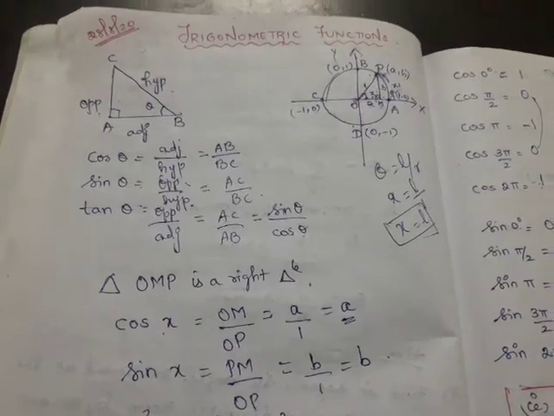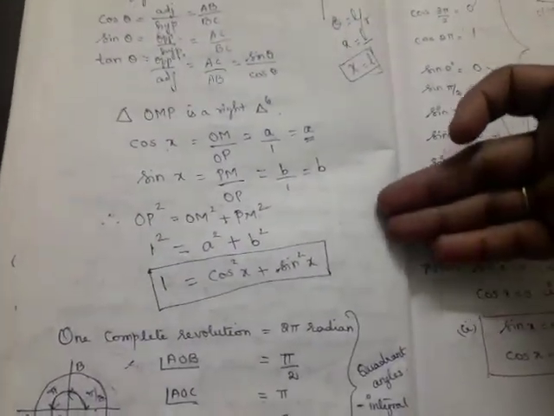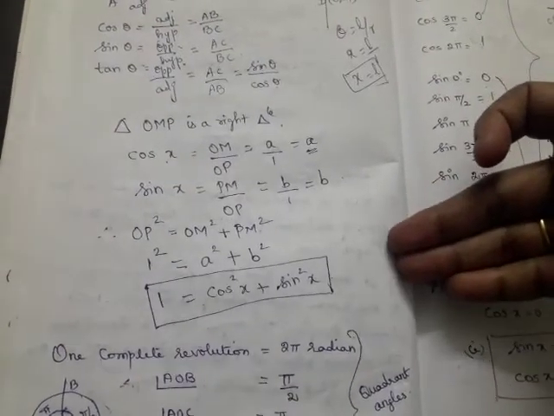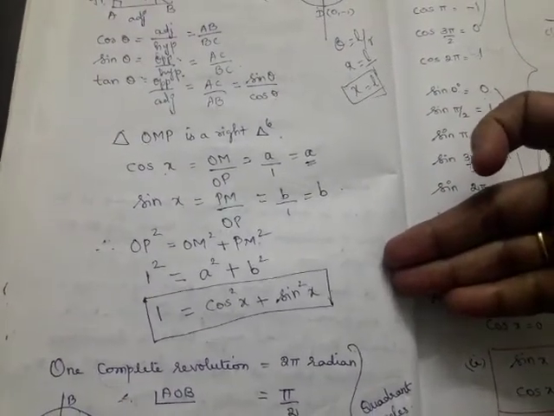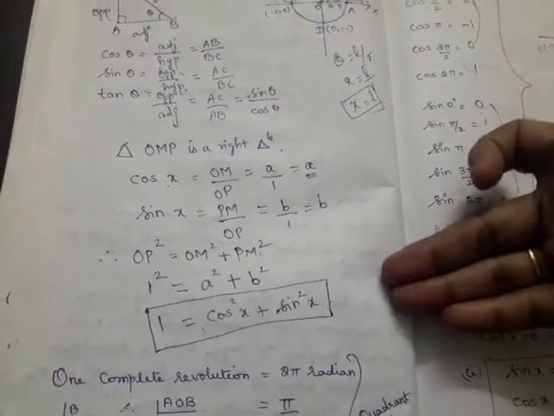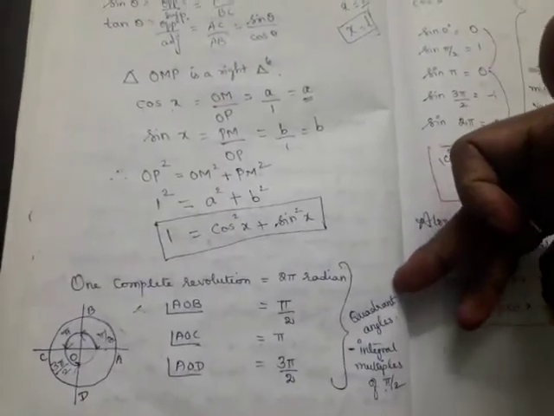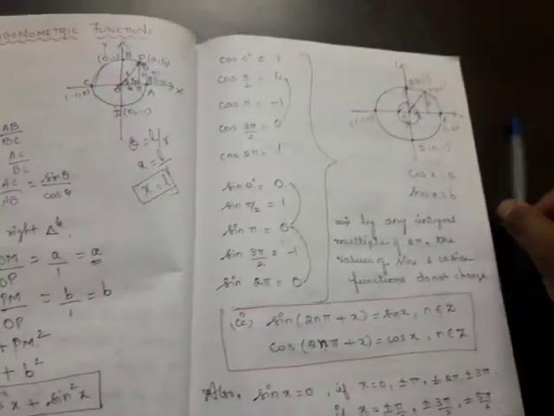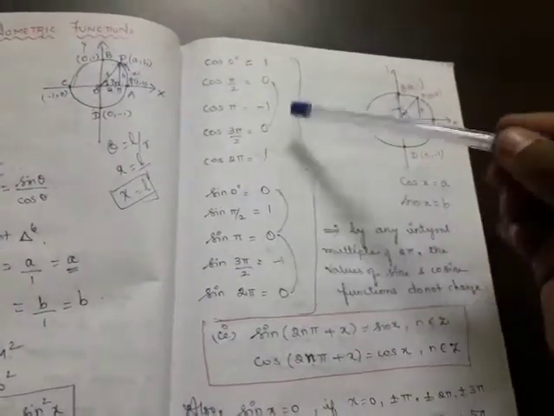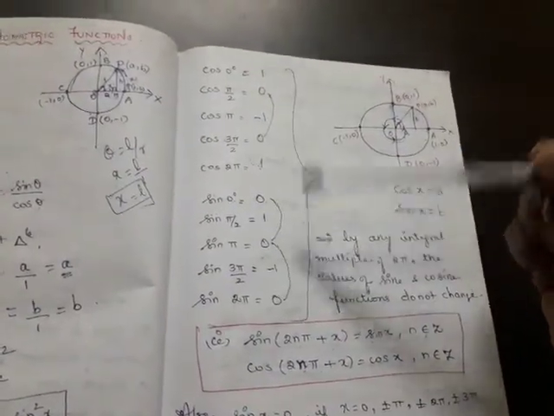Right, so first what we learnt in trigonometric functions, we started with the basic identity cos square x plus sin square x equal to 1. I told you should remember this identity. Then we learnt what is meant by quadrant angles. We derived the cos and sin values for all these quadrant angles.